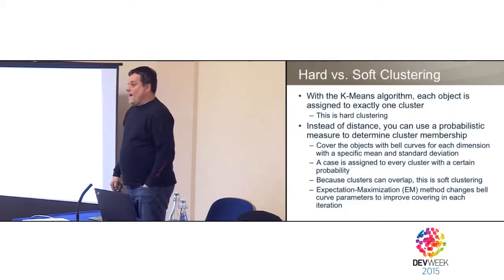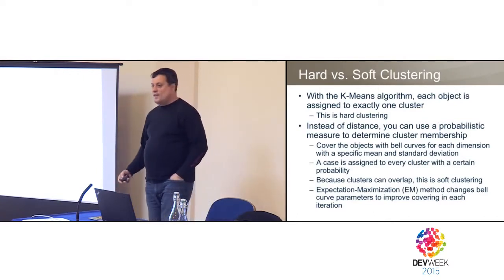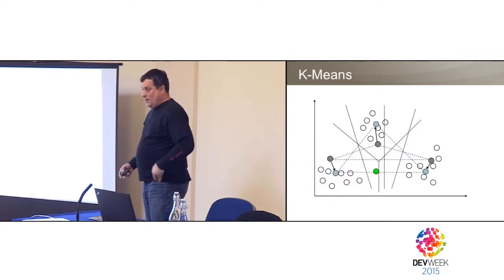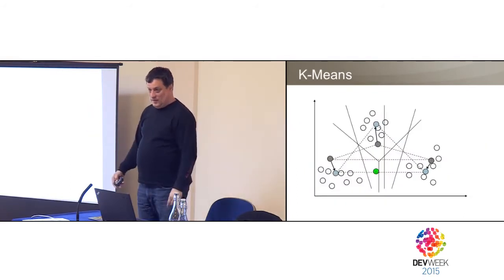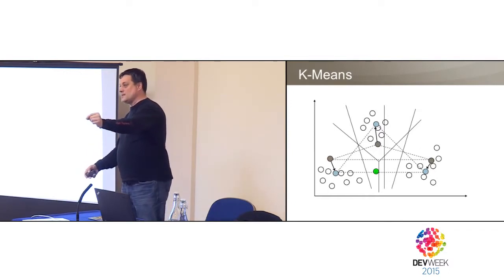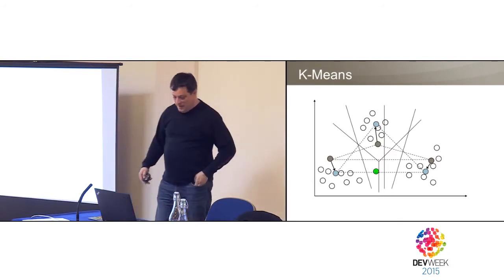This is so-called hard clustering. K-means is known as hard clustering. So each case belongs to exactly one cluster. Let me expand this sentence even more. Each case belongs to exactly one cluster with 100% probability. I'm still saying the same sentence, just a bit expanded.